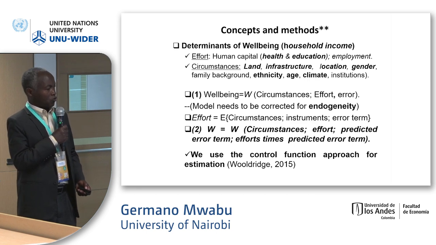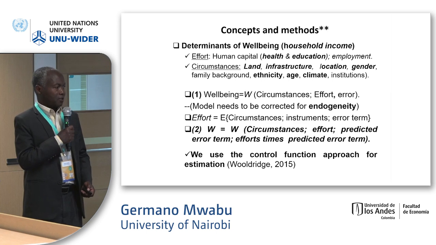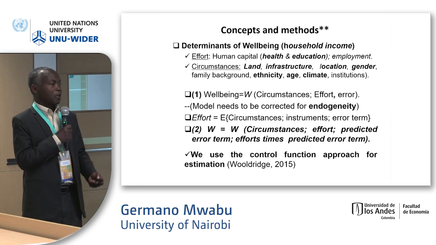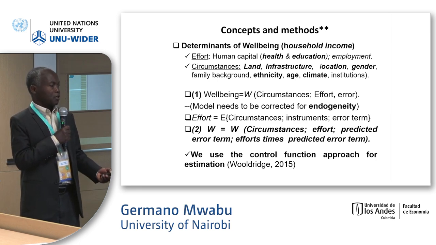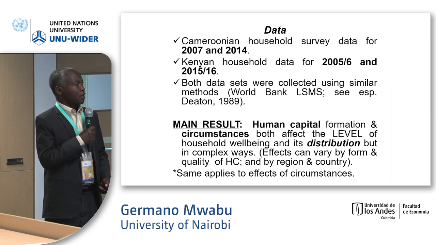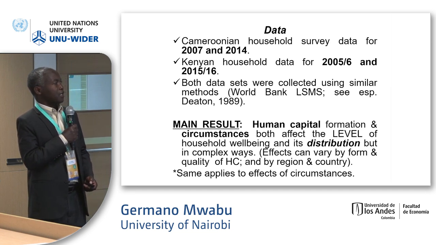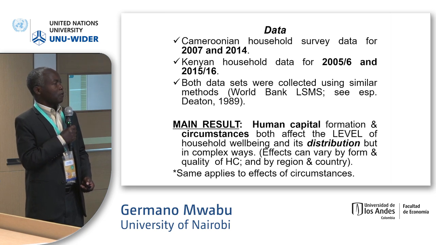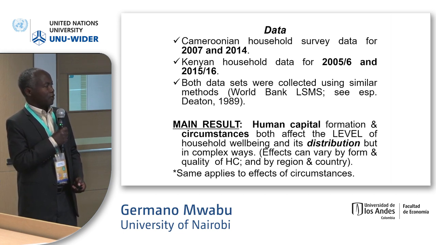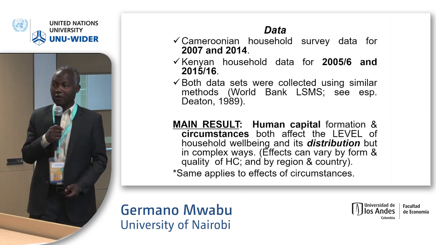we use it to do counterfactual analysis, to ask, suppose we equalize circumstances. We give everyone, say, the same amount of land, leaving effort the same. What happens to the distribution? And we do something similar with effort. We use this method given to us by Wooldridge. So the data is from Cameroon and Kenya. For Cameroon, the data comes from the household survey for 2007 and 2014. For Kenya, 2005 and 2015. These data sets are similar in the way they are collected.